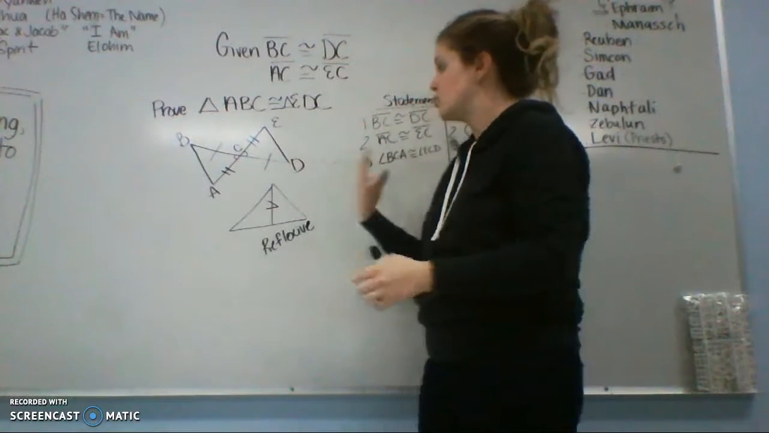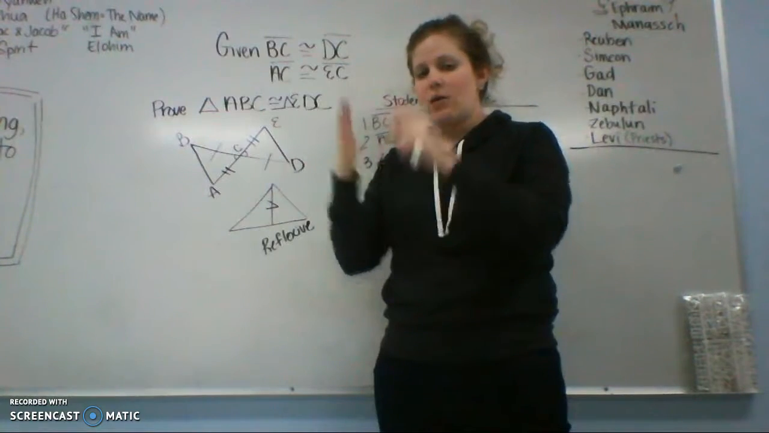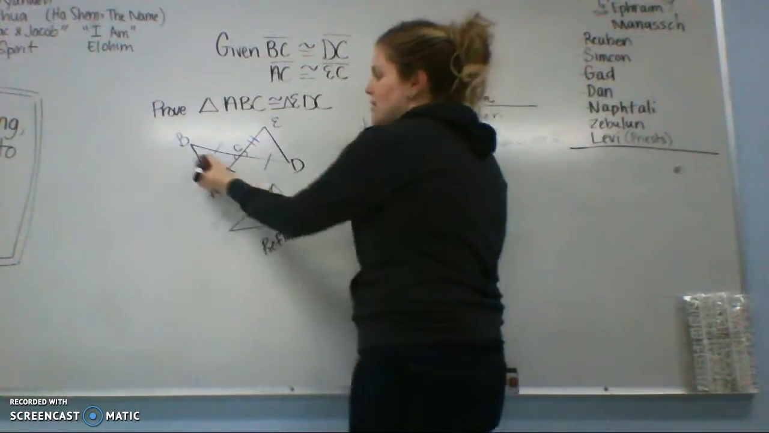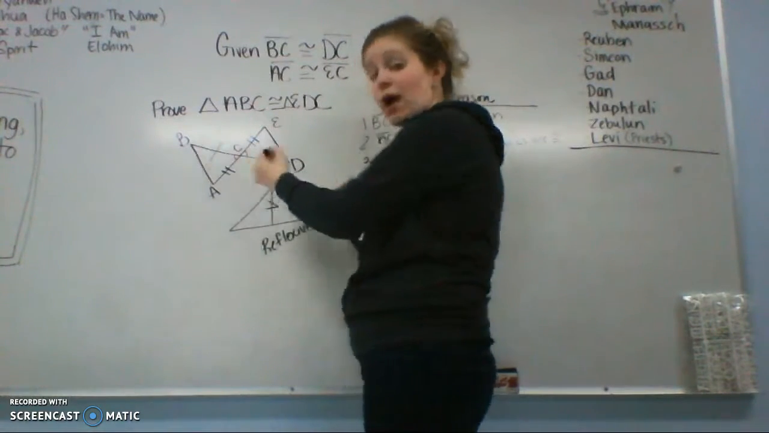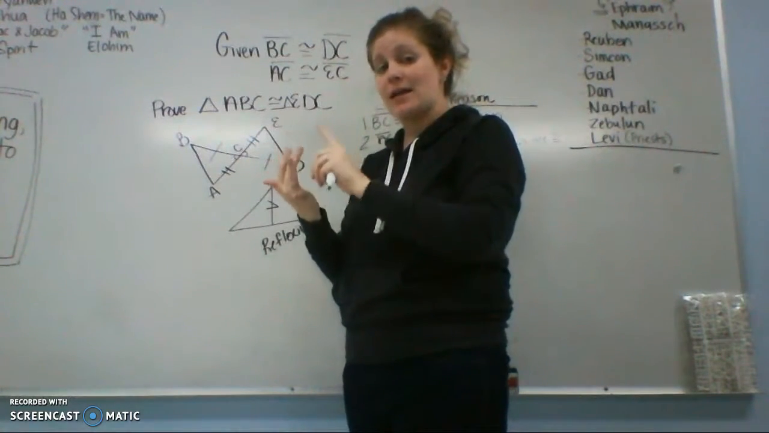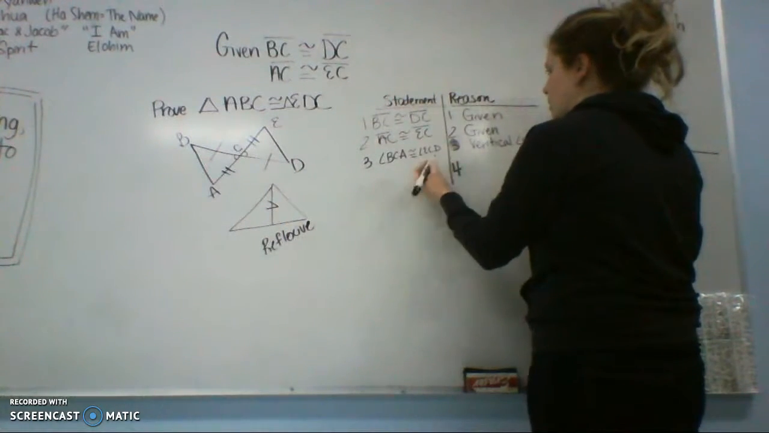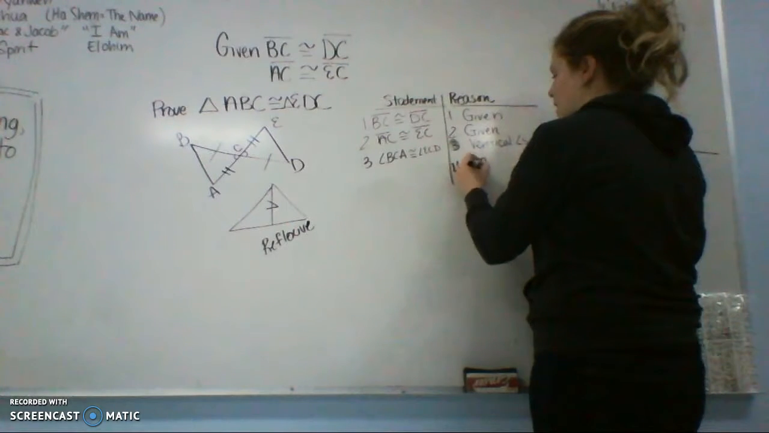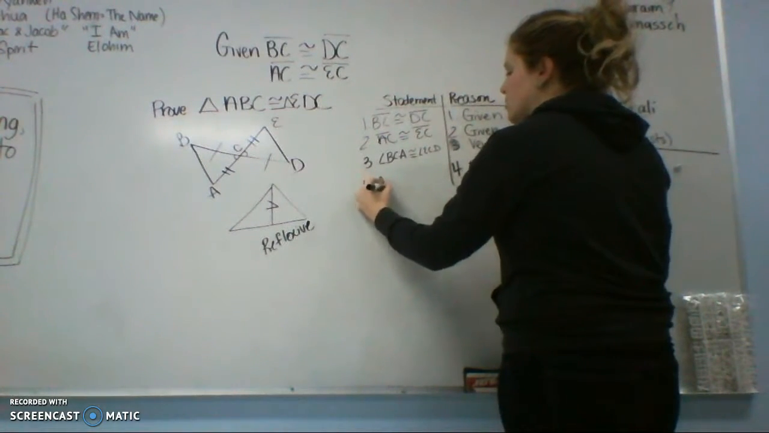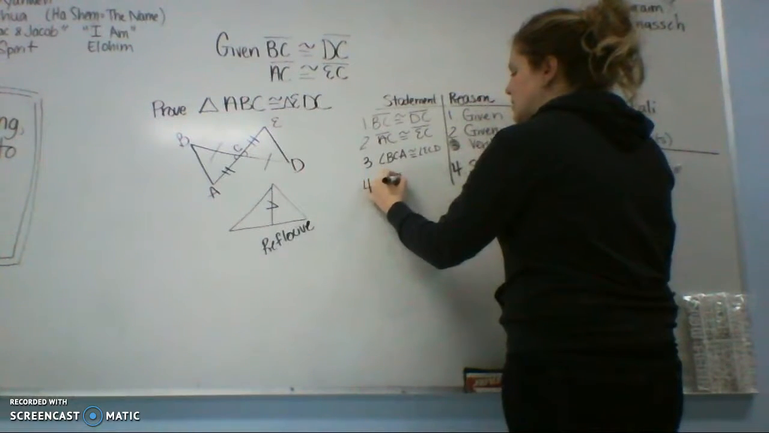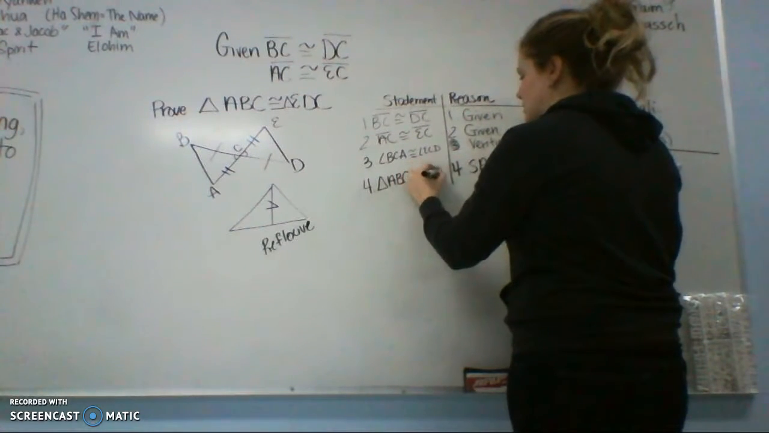Do I have enough to say it's either right angle, angle, side, side, side, side, one of the 5 reasons? Well, I've got side, then an angle, then another side. So I do have enough by that reason. Side, included angle, then another side. So my last reason is going to be side, angle, side. And side, angle, side is how I prove that triangle ABC is congruent to triangle EDC.